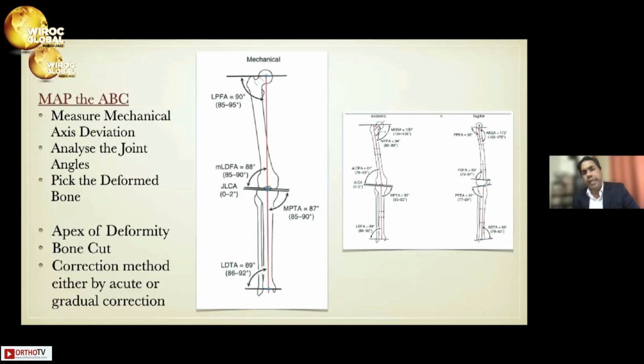This is how we actually move forward, mapping the ABC. This is what Dr. Paley has told, and what other Ilizarov surgeons follow: measure the mechanical axis deviation, analyze the joint angles, pick the deformed bone, whether it is femur or tibia, find out the apex of the deformity, plan out the bone cut, and then pick the correction method, either acute or gradual correction. But it's not that simple. So we need to memorize these angles, LDFA, MPTA, as well as the sagittal plane.